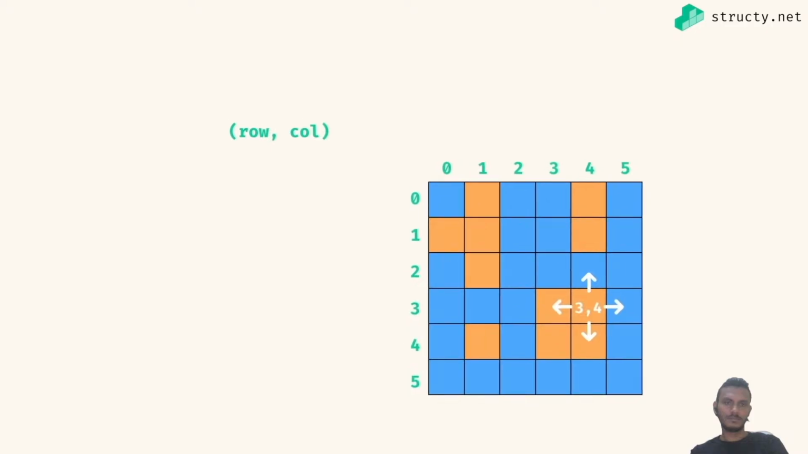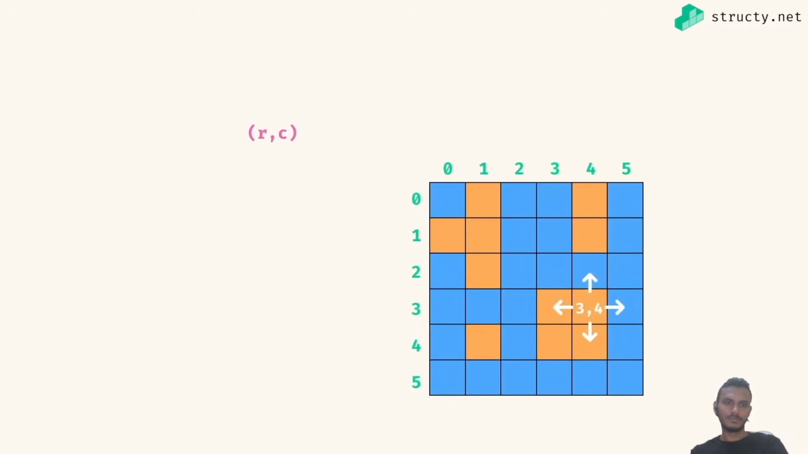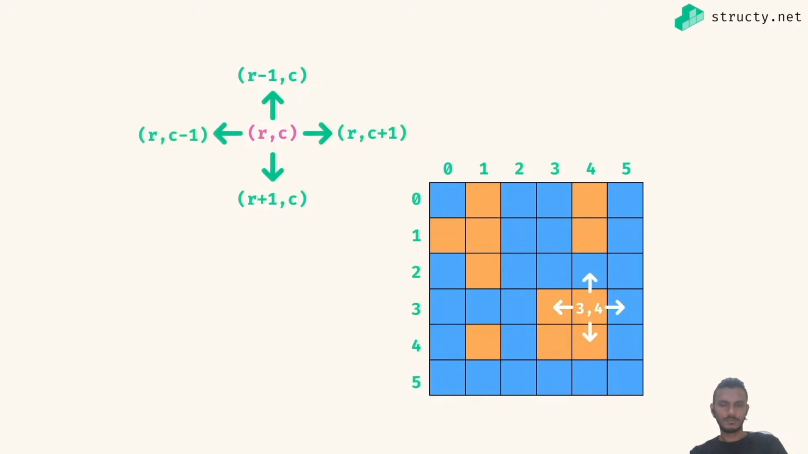Let's generalize this formula. Say I was at some position, we'll call it RC. If I wanted to go upward, that would mean you decrement the row by 1 and keep the column the same. If you went down, that would mean increasing the row by 1. If you went to the right, that would be increasing the column by 1. And if you want to go left, then you should just decrease the column by 1.